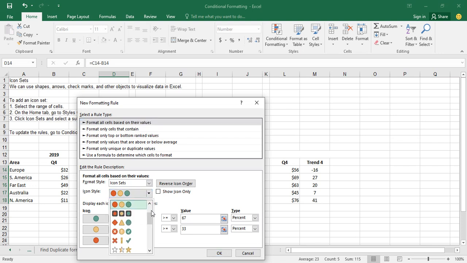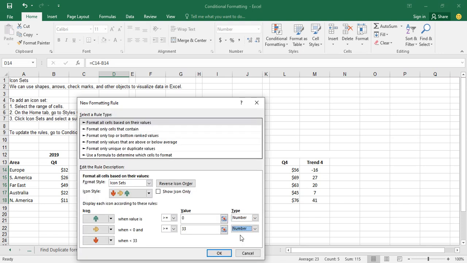And then I want to select the kind of icons. So these are the 3 arrows I was telling you about. 3 arrows colored green for upward, yellow flat, red for downward. So I select that, and then I am not using percentage values, I'm just using the normal numbers here. So I will select number and not percentage.